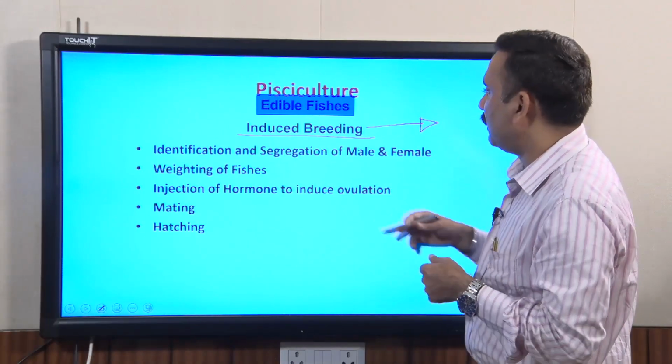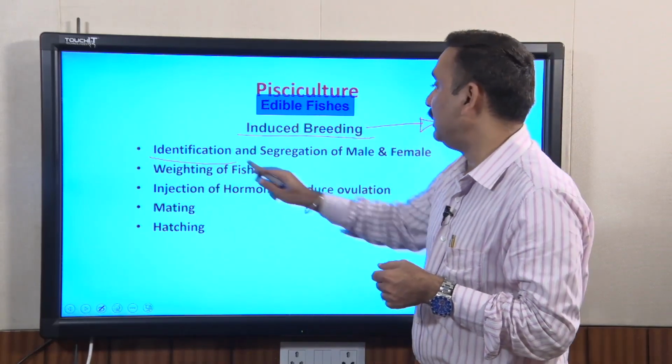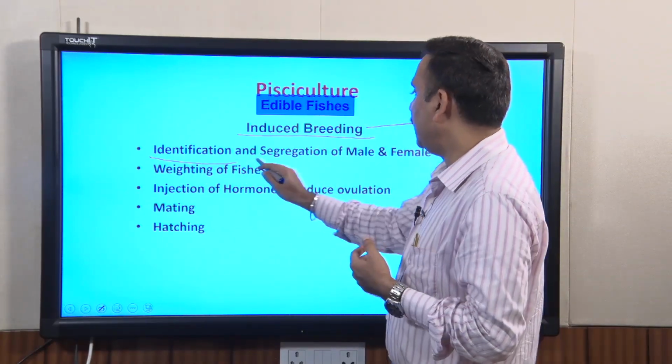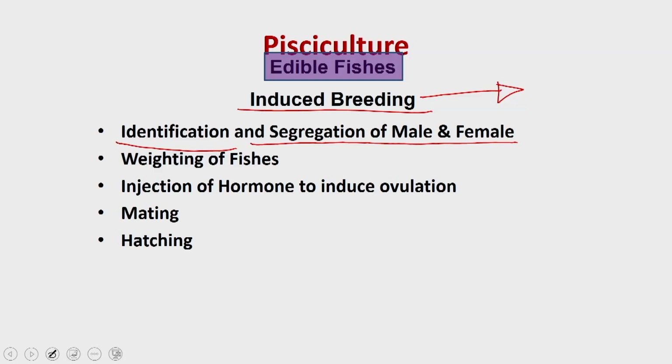In induced breeding, first you have to identify the male and female, and then keep them in separate containers. Then you have to weigh the fishes, so that you will know the dosing of the hormone you have to give. Then you have to inject the hormone into the female for ovulation.